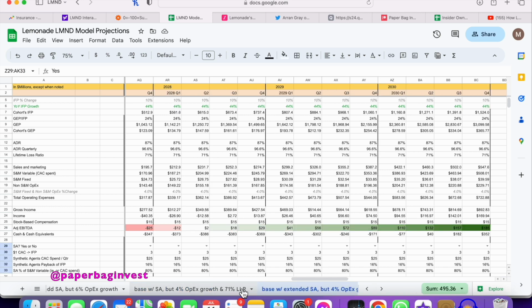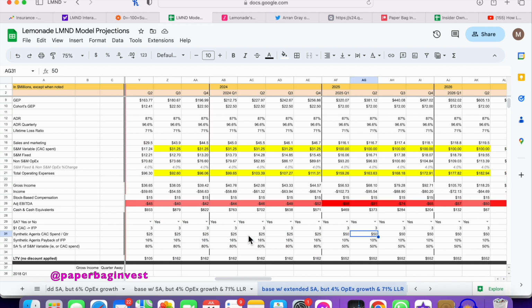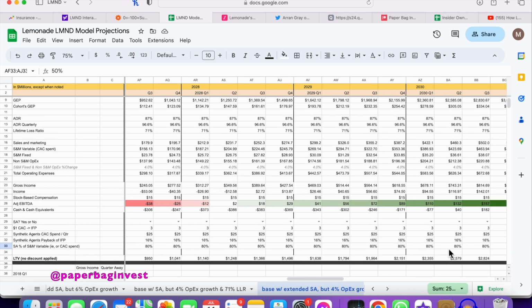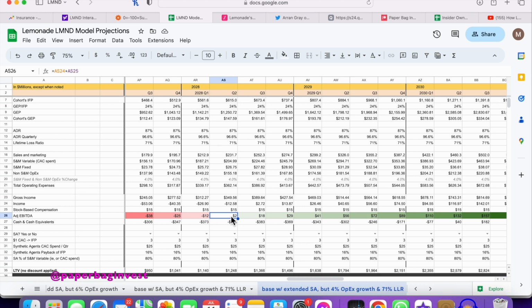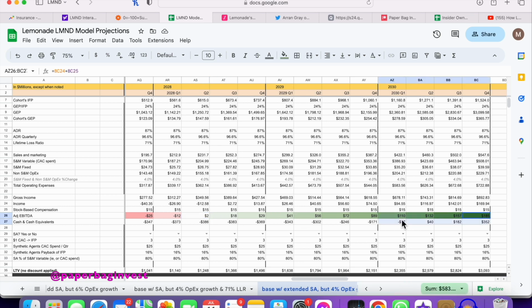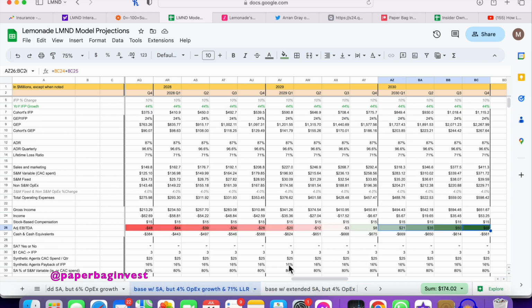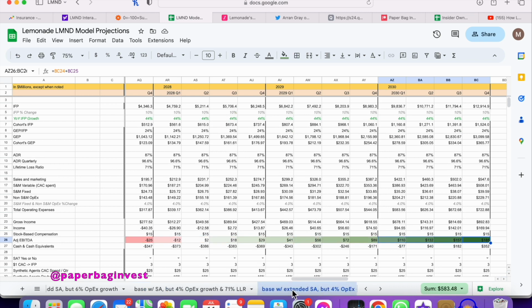If we do the exact same scenario and flip on the extended synthetic agents, where we have 6 more quarters at 50 million and 50% of the growth fueled by that, then we shift our profitability back to the second quarter of 2028, and by 2030, 580 million in adjusted EBITDA. So if we compare those two, flipping back and forth, you can see that it moves profitability ahead by at least a year and a half.